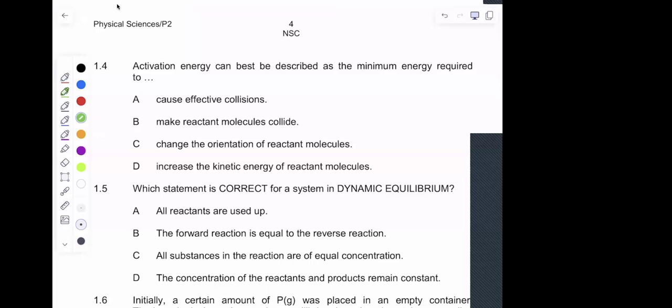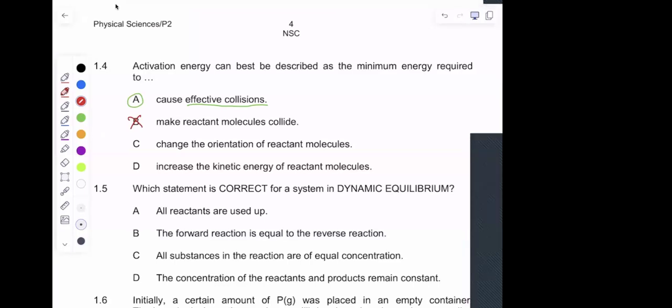So 1.4, the correct answer in this case is going to be A. Why? Again, activation energy can be best described as the minimum energy required to cause effective collisions. Remember, effective collisions is when our reaction starts to take place. When bonds get broken, then new bonds can be formed, right? The answer will not be B, to make reactant molecules collide. Activation energy isn't required to make those collide, right?